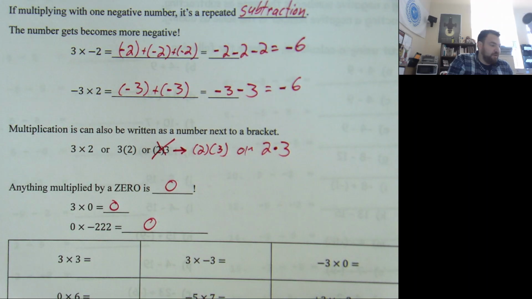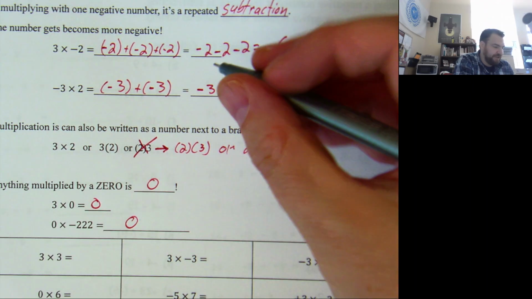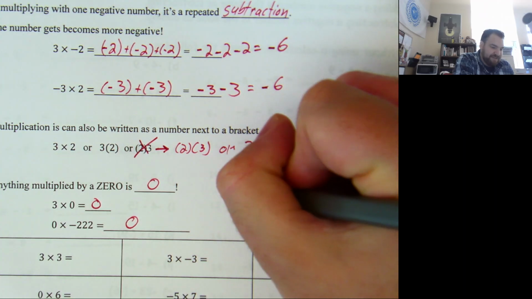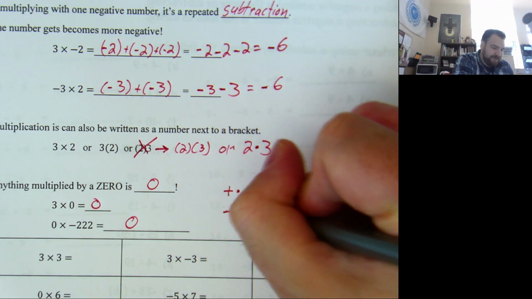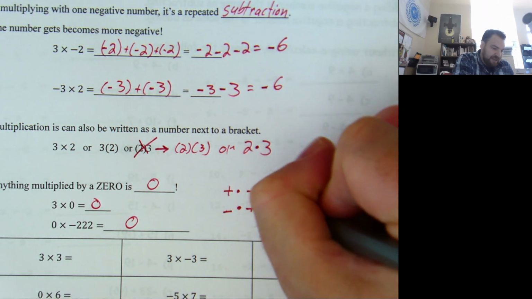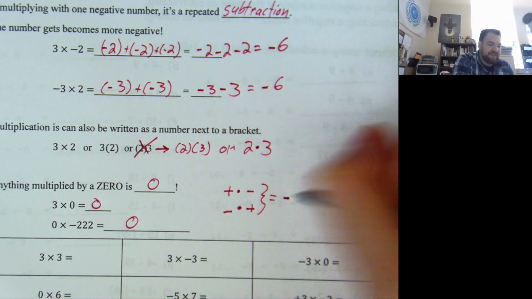Let's review negatives, shall we? Let's put it nicely down here. If I have a positive times a negative, we set it up here. If I have a positive times a negative or a negative times a positive, those will always equal a negative value.